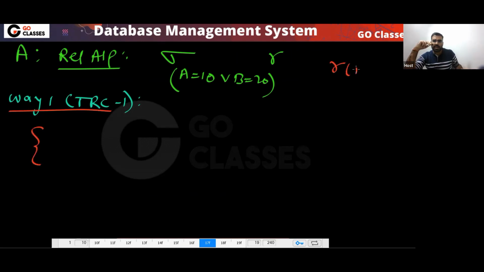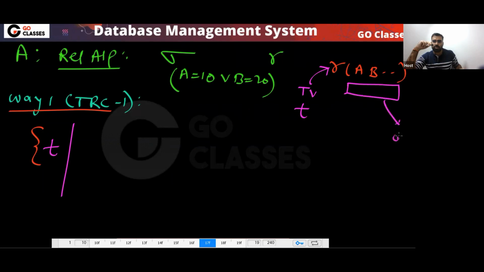In this relation R, you define a tuple variable T. Finally, we want the complete tuple, yes or no? This complete tuple we want in the output. And you can notice what this is saying.